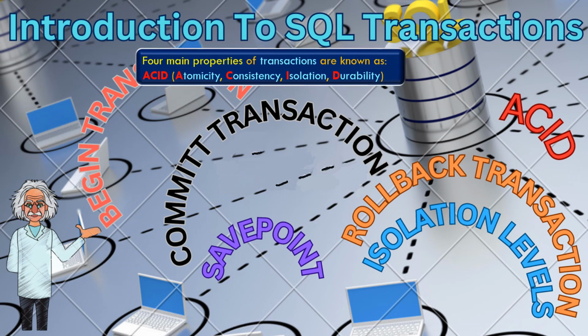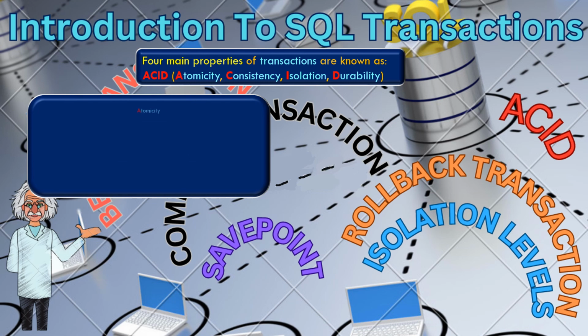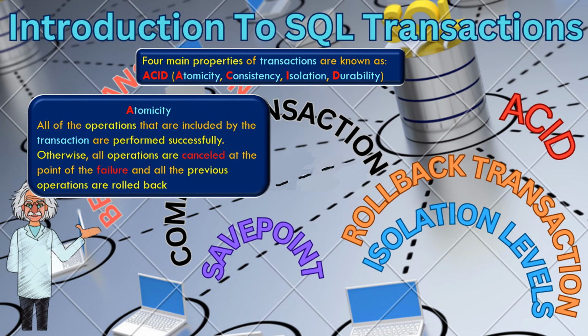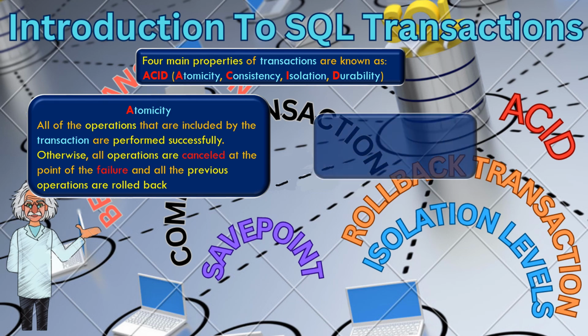The four main properties of a transaction are known as ACID: atomicity, consistency, isolation, and durability. With atomicity, all of the operations that are included by the transaction are performed successfully. Otherwise, all operations are canceled at the point of the failure, and all the previous operations are rolled back.